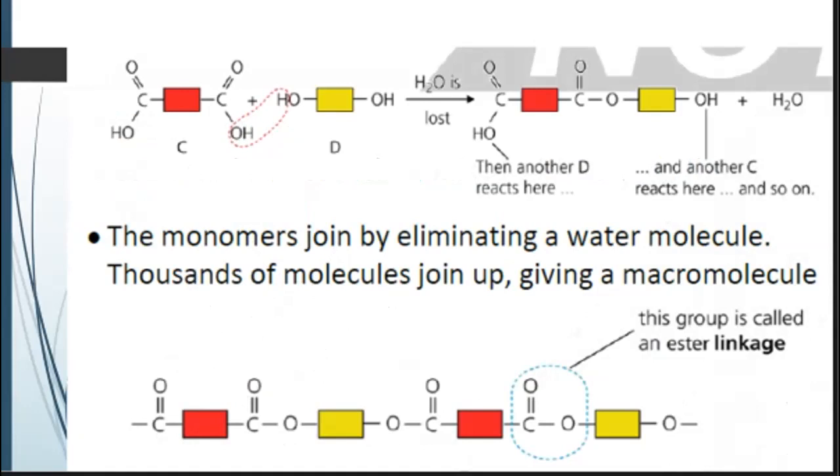So what is the unit that is repeated? This C double bond O to this structure here. This unit is being repeated over and over and over. So there's a second one here, bonded to O. And that unit is being repeated over and over. So what is there is what is called an ester linkage, where I have C double bond O bonded to oxygen.